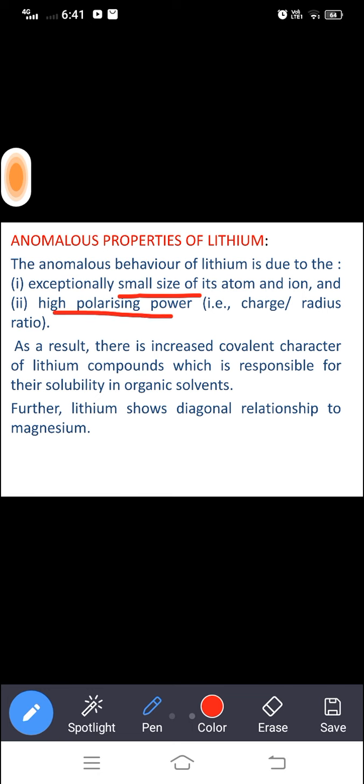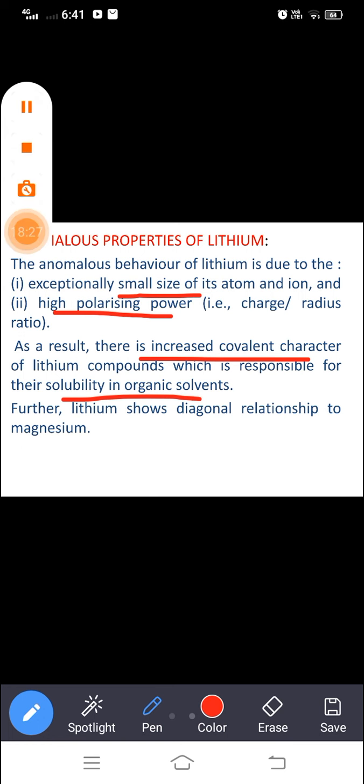As a result, there is increased covalent character, because we know Fajan's rule: if the cationic radius is small, it will make a covalent bond. So the lithium compounds are soluble in organic solvents, because mostly covalent compounds are soluble in organic solvents. And lithium shows a diagonal relationship with magnesium also.